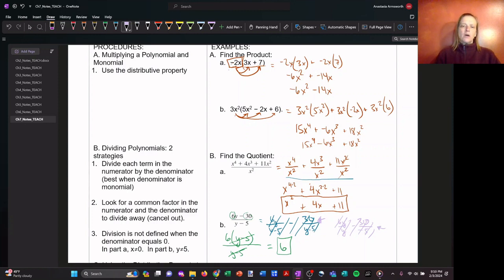One thing to note, and this becomes important later in algebra: division is not defined when the denominator equals 0. So in part A, when I had x squared in the bottom, x can never be 0 in that problem. In part B here, when y minus 5 is in the denominator, y can never equal 5. Otherwise, the denominator would equal 0 and division is not possible.